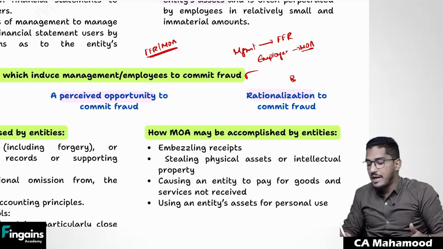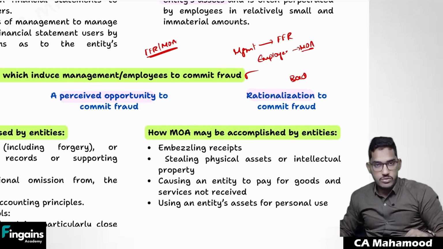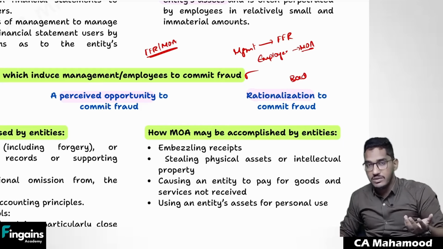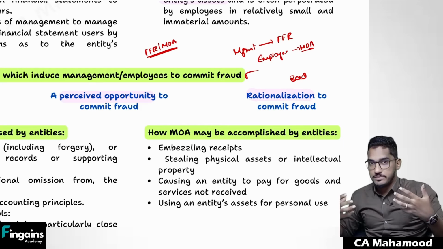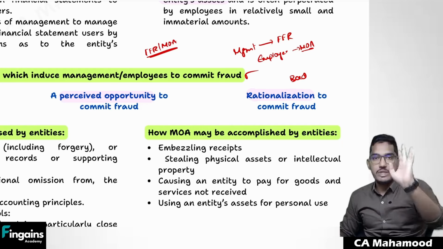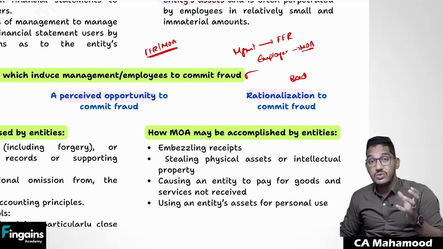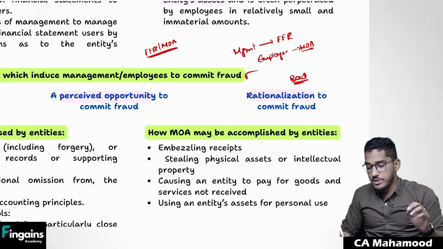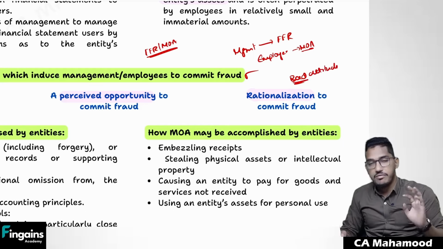You should have such a bad attitude to justify your wrongdoings. If you commit a wrong thing, you should not be able to justify it. If you are able to justify, then only you can commit a fraud. Able to understand? So that justification attitude, bad attitude also should be there for any fraud to happen.